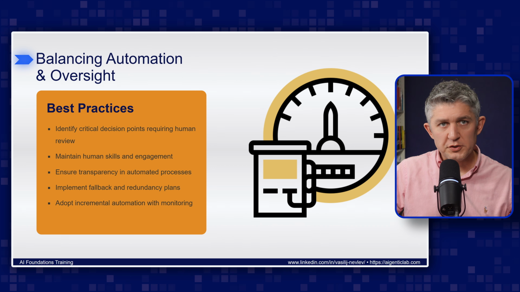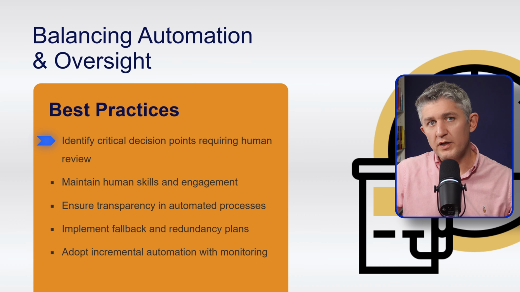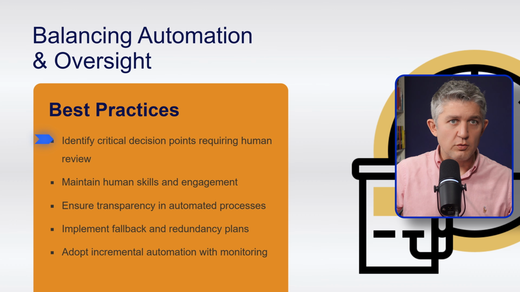How do you balance automation and oversight? Adopt the guardrails from day one. Mark critical decision points that require human review.